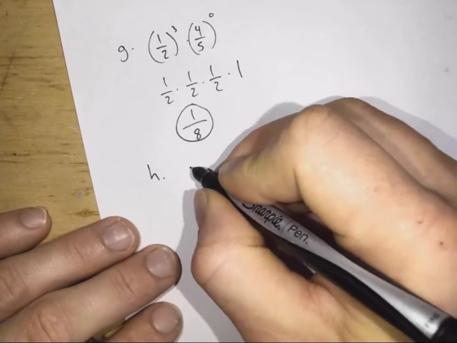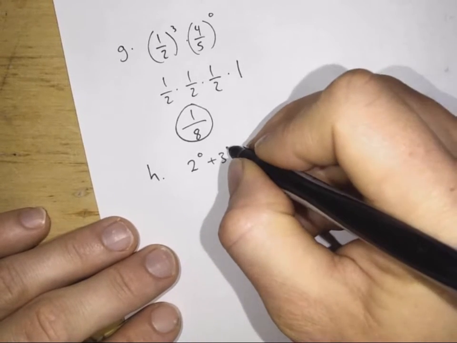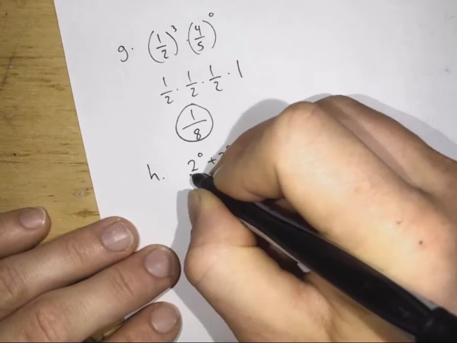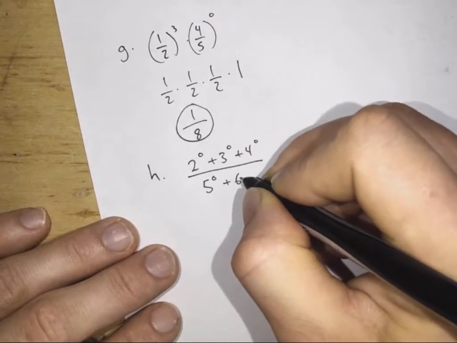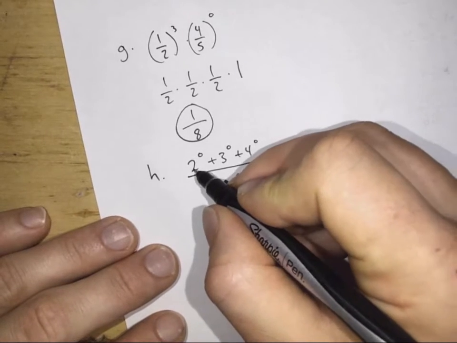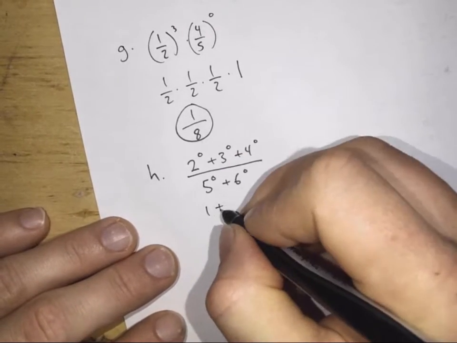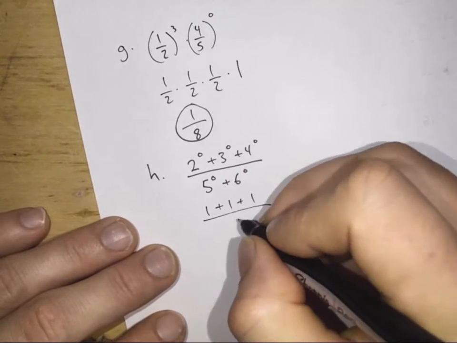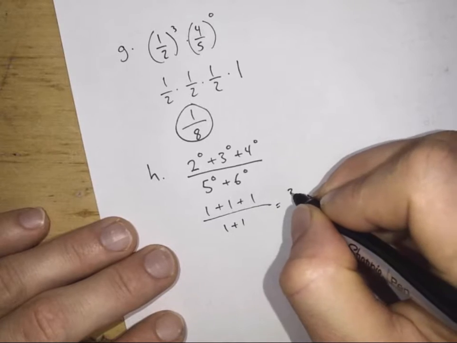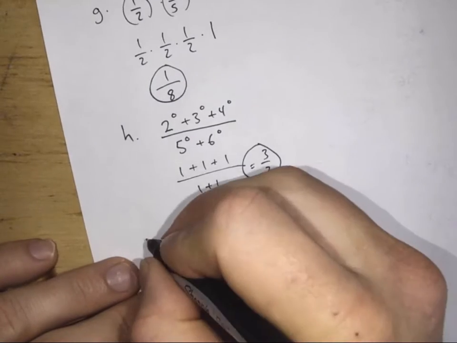Okay, and then I've got this expression: 2 raised to the power of 0 plus 3 raised to an exponent 0 plus 4 raised to an exponent 0, all over 5 raised to an exponent 0 plus 6 raised to an exponent 0. Great. So that's 2 raised to an exponent 0 is 1, plus 1, plus 4 raised to an exponent 0 is 1, over 1 plus 1, which is 3 over 2. And we're done at that stage.